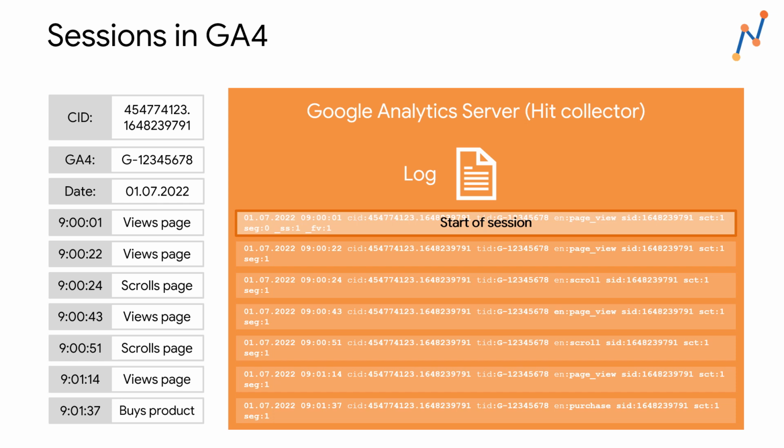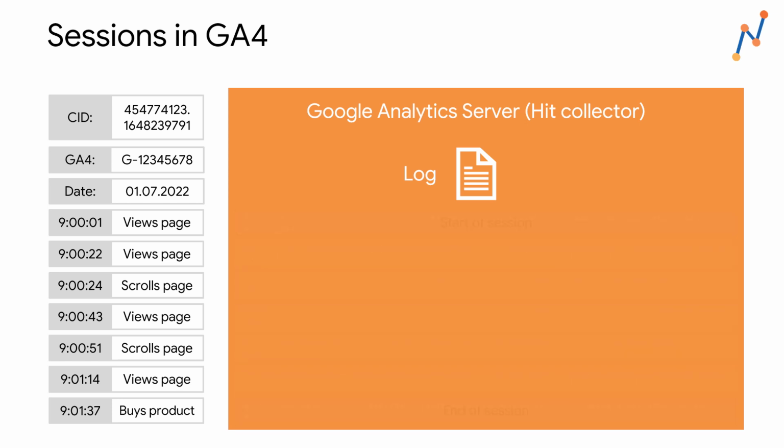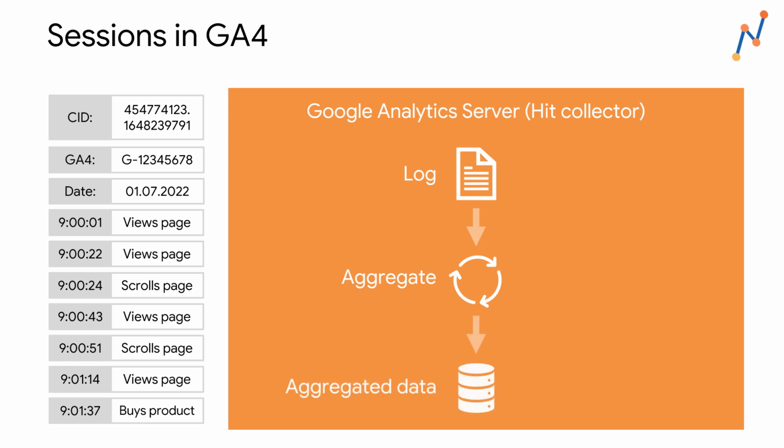And since the line with the purchase event hit is the last line containing the client ID in conjunction with this particular session ID, it marks the end of the session. That being said, the Google Analytics server now simply has to aggregate the data from the log file and then store it accordingly. And the outcome then is 1 user, 1 session, and 15 events.